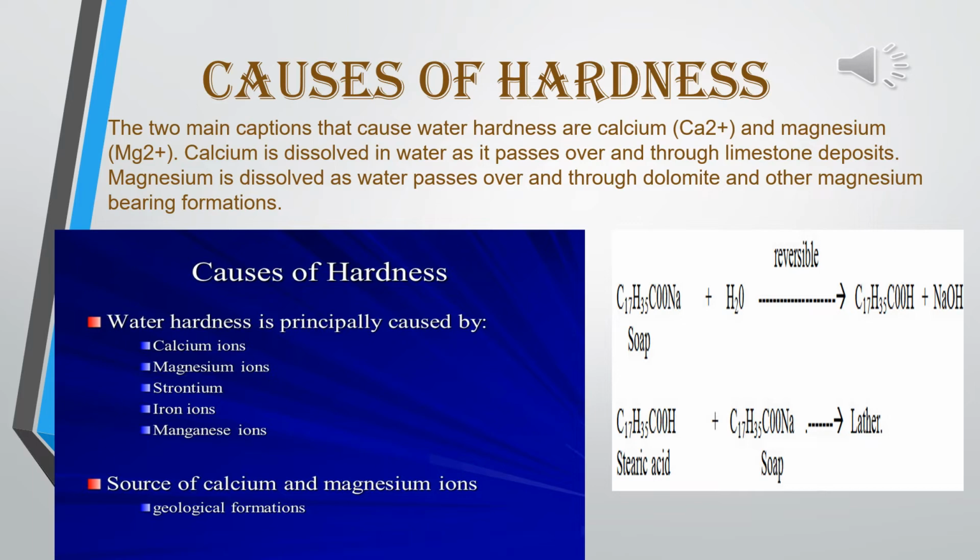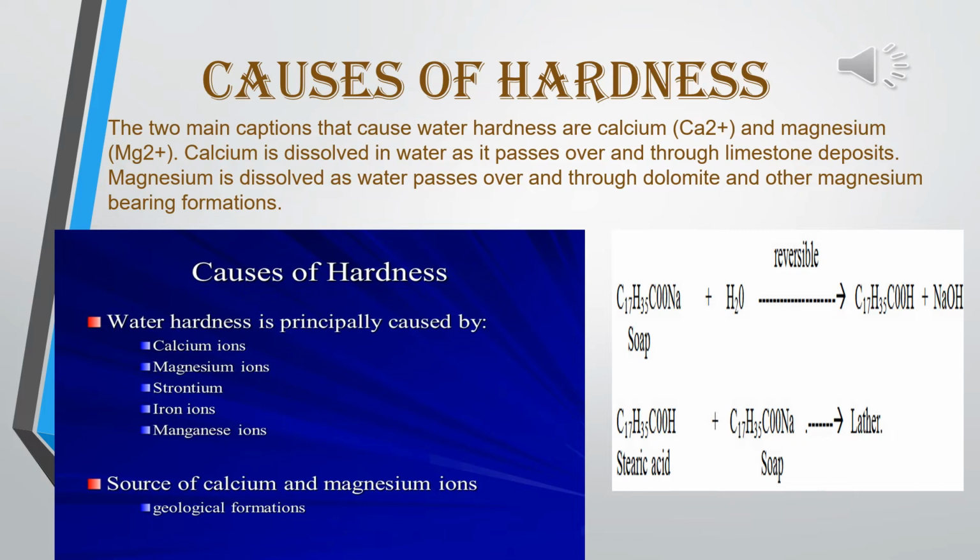Calcium is dissolved in water as it passes over and through limestone deposits. Magnesium is dissolved as water passes over and through dolomite and other magnesium bearing formations. So causes of hardness, at a glance, you can say water hardness is principally caused by calcium ions, magnesium ions, strontium, iron ions, manganese ions. Source of calcium and magnesium ions: geological formations.